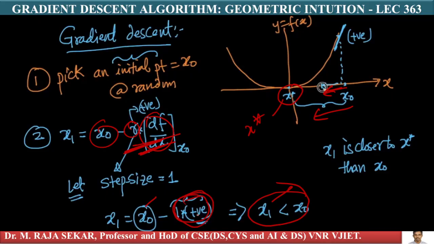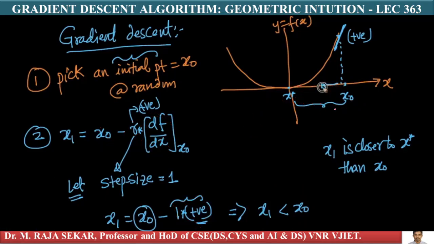You can pick x1 somewhere in between. Your x1 is somewhere in between your optimal solution x star and x0. As your x1 is moving towards x star, the optimal solution, you can find your x1 somewhere in between x star and x0. Notice that because your slope, or your derivative at this point x0, is positive, and you are subtracting this with step size of 1, you are moving closer to x star.